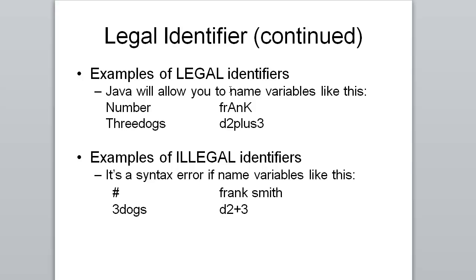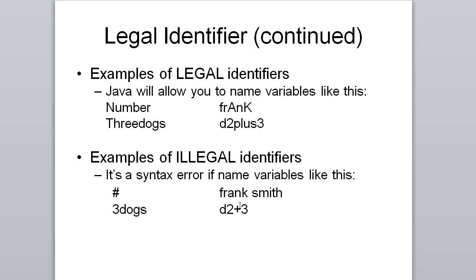Here are some examples. These are legal. These are okay. Java likes these. Number, 3 dogs, Frank, D2 plus 3, these all follow the rules. They all start with a letter, and then they have letters and numbers to follow. These are illegal. If you try to name a variable using these names, you're going to get an error. A special character, you can't call a variable just the pound sign. You can't start with a number. You can't put a space in your variable name.